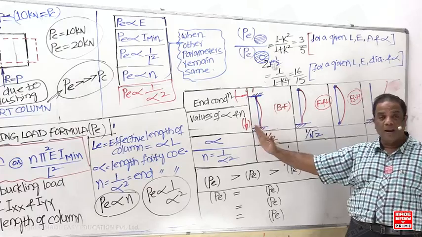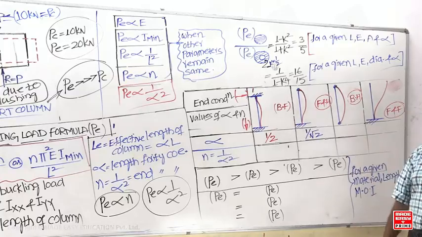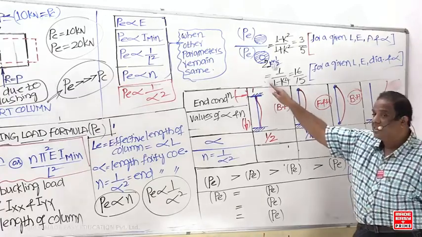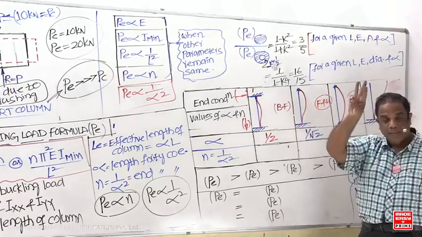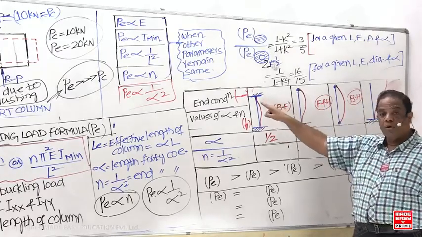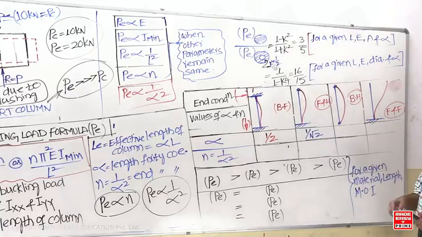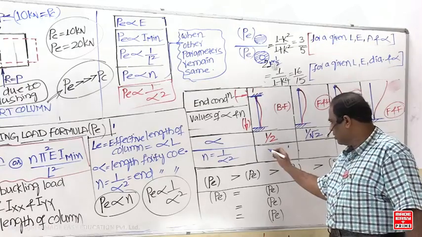So when I am going from left to right, the alpha value is going to increase. When alpha increases, the buckling load is going to decrease. Buckling load is inversely proportional to alpha square. That's why this is the strongest one. For the same material, same length and same moment of inertia, both ends fixed is the strongest one, and fixed and free is the weakest one.